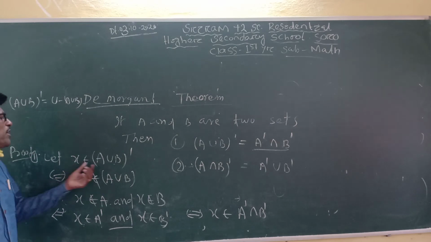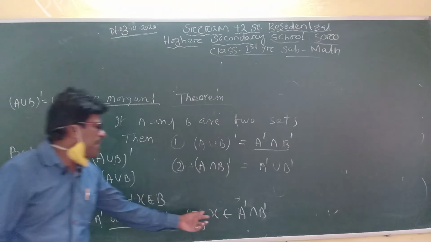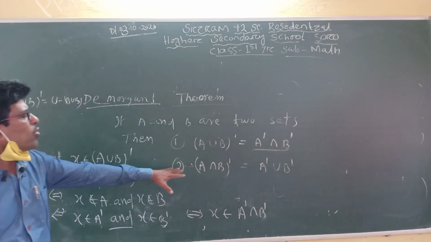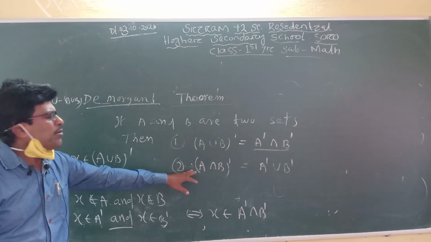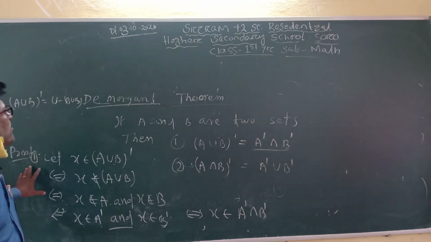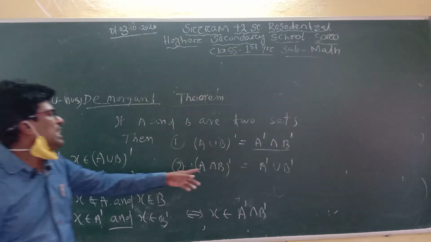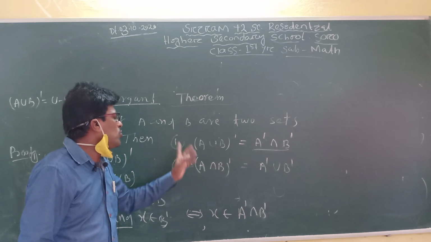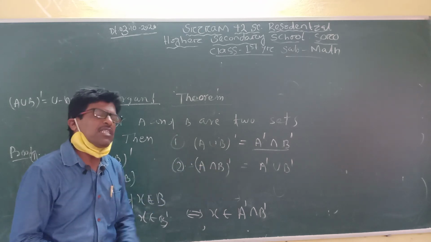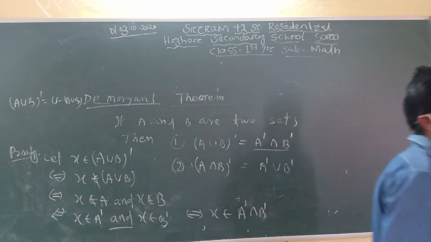We are taking x belongs to (A union B) complement. Any element x belongs to (A union B) complement implies x belongs to A complement intersection B complement. So hence proved. Similarly, you can prove that part also. It is very easy. The proof of 1 is the same as the proof of 2. Using or in place of and, it becomes A complement union B complement also. So that is De Morgan's law.